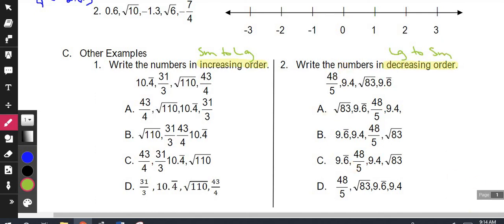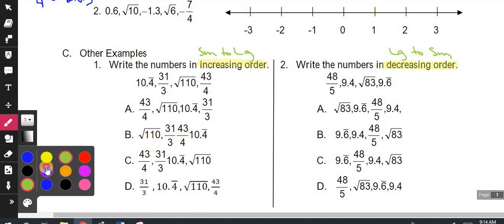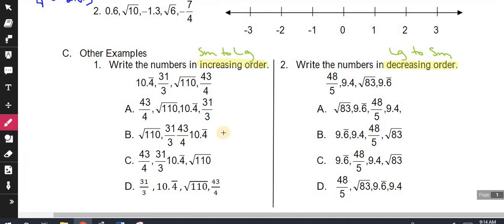So I'm going to go ahead and do the first problem here, and then you'll do the second problem. I'm going to take each of my values again, put them on the left-hand side and turn them all into decimal form. So I've got 10.4 repeating, which means I've got 10.444444444. It goes on forever. So I'll just list a couple of them.